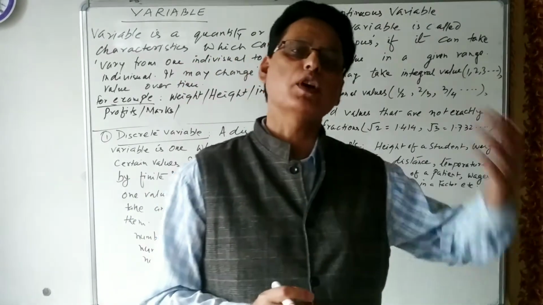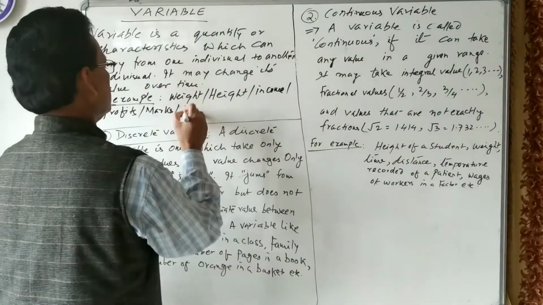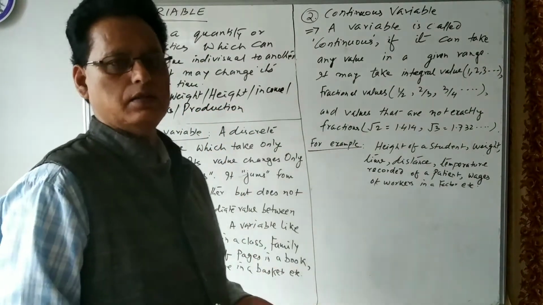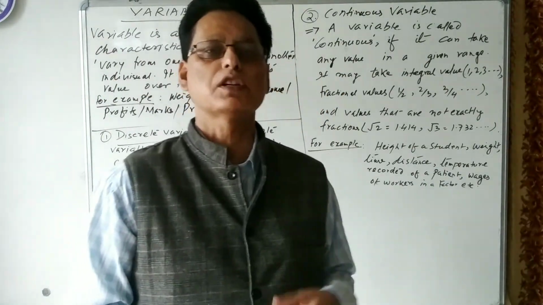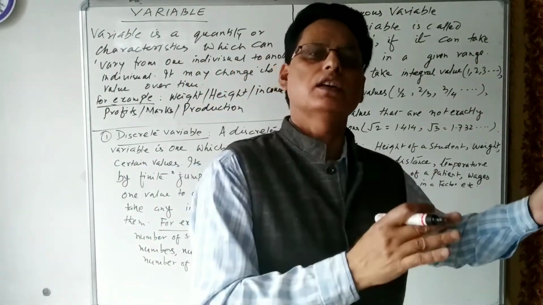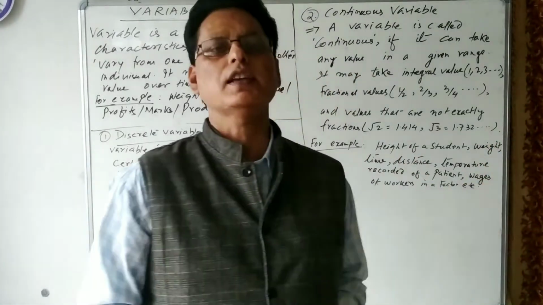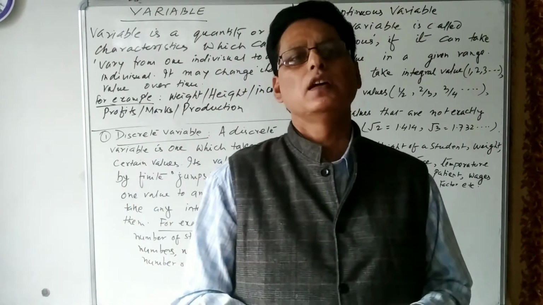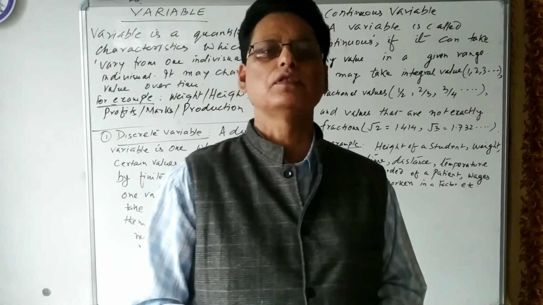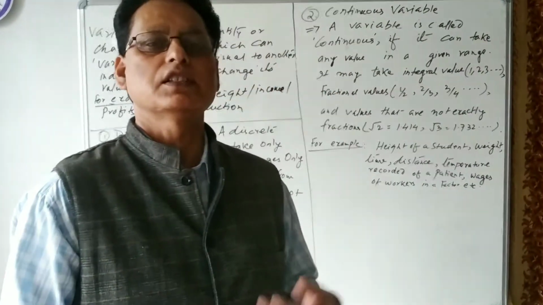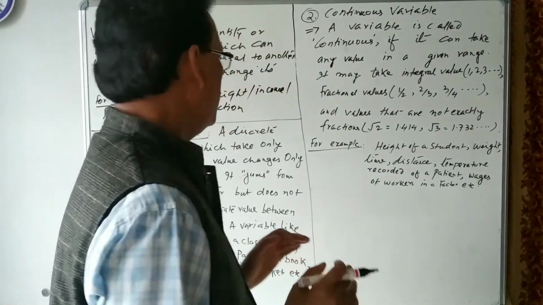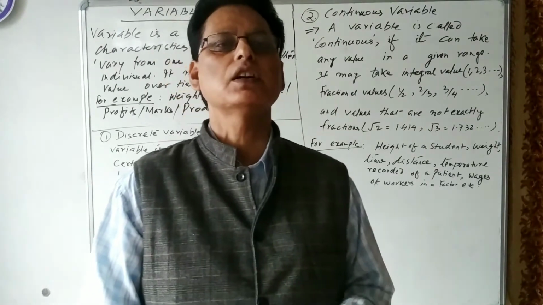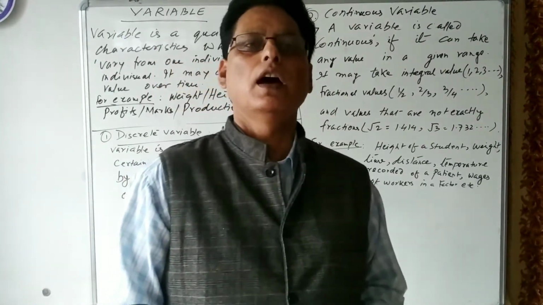We have seen production. Production also changes over a period of time. So production of food grains changes over a period of time. If we take the year as the X variable, then the production will be the Y variable. So these variables are expressed in terms of different alphabets such as X, Y, and Z, and are measured in terms of numbers, in numeric form.